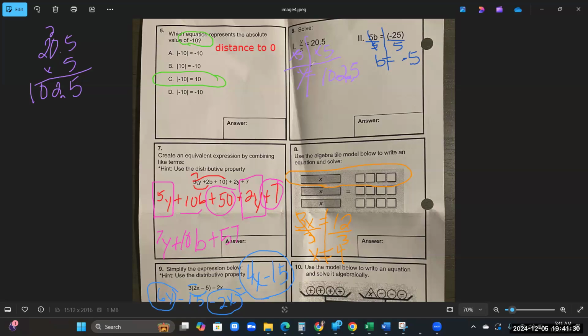All right, use the model below to write an equation and solve it algebraically. Those are units, so that would be 4 is equal to x minus 3. They subtracted 3, so we need to add 3. That means 7 is equal to x.